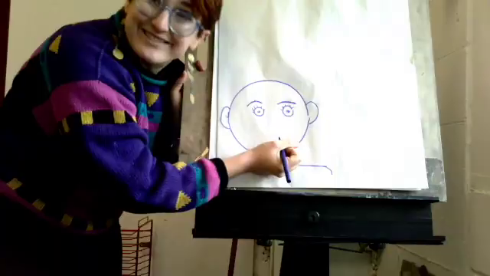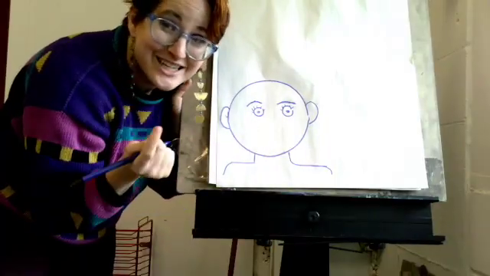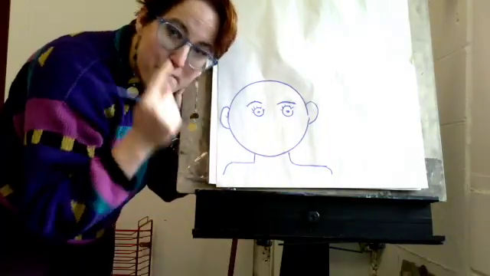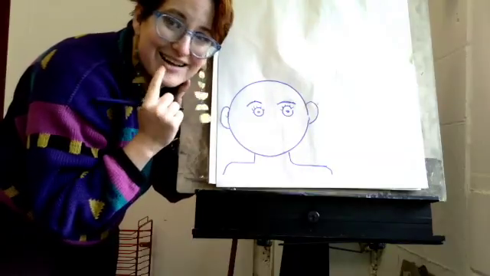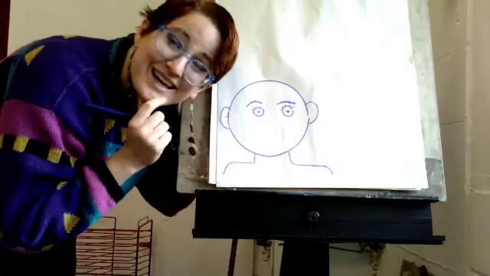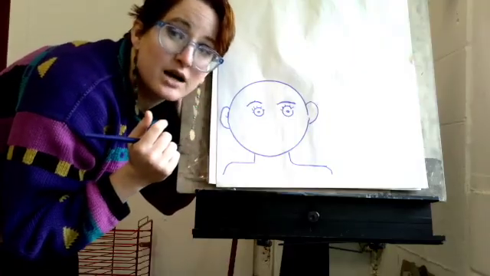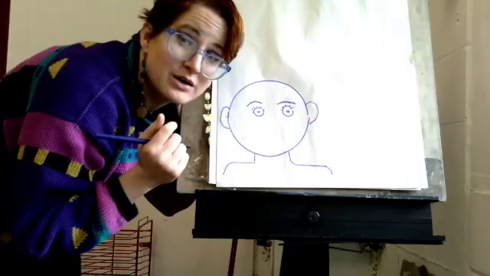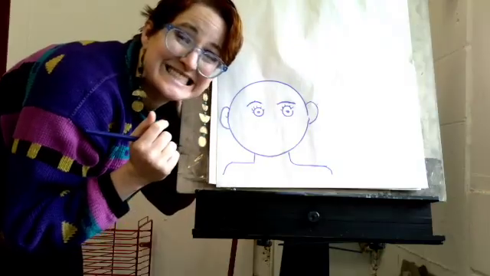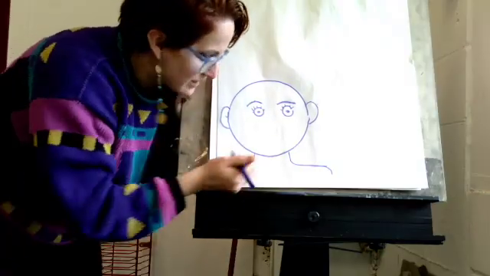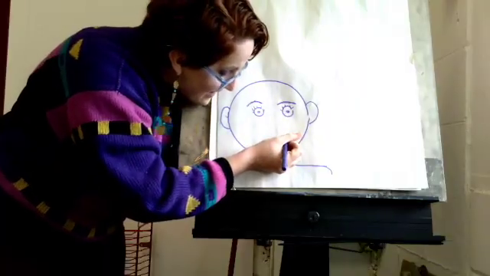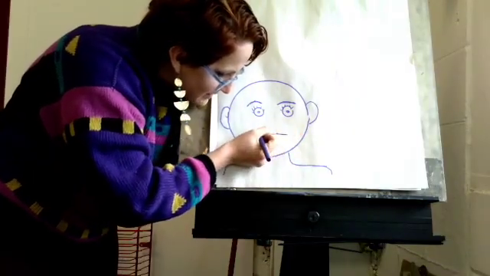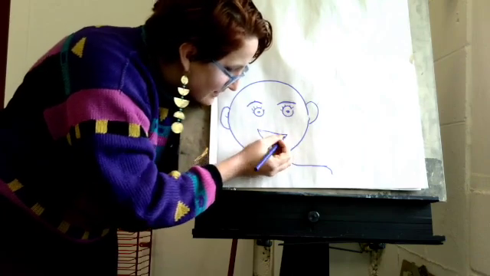Mouth is next, and you can decide what kind of emotion you want to depict in your self-portrait based on the mouth, right? Because you could have a smiling face, a sad face, or an angry face. So you get to decide what kind of emotion. I'm going to do a big toothy grin on mine. So that's shaped like a letter D.